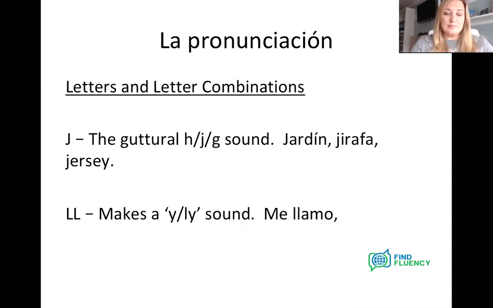Double L together makes a Y sound. We've seen it in me llamo. We've seen it in llorar, which means to cry. We've seen it in pollo, on menus. So double L: me llamo, llorar, pollo. It's a Y sound.